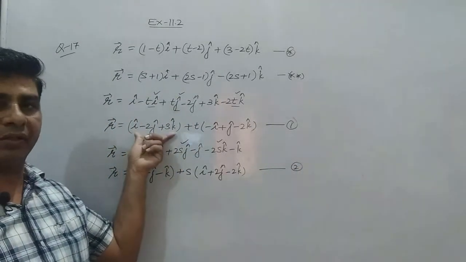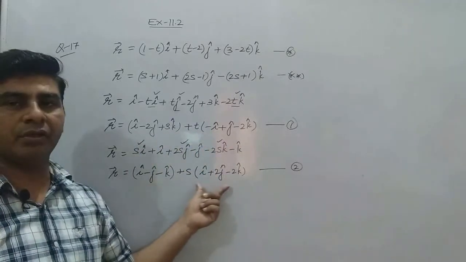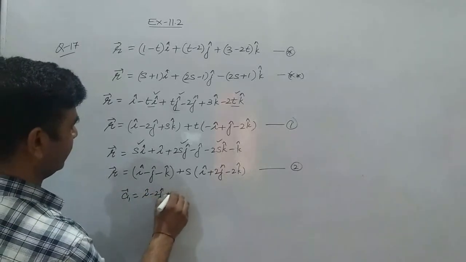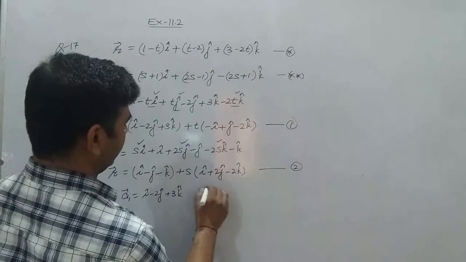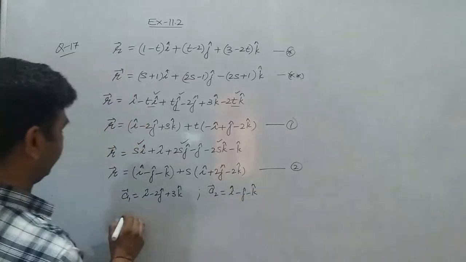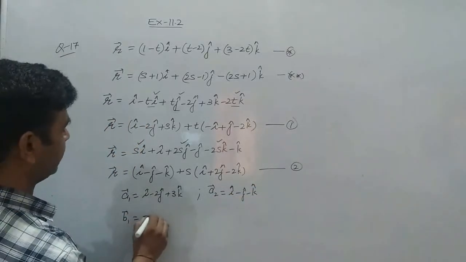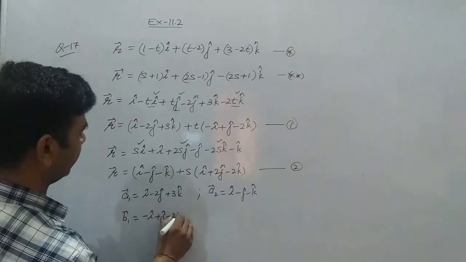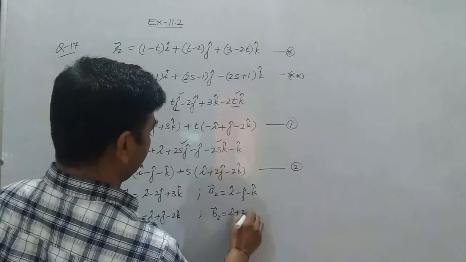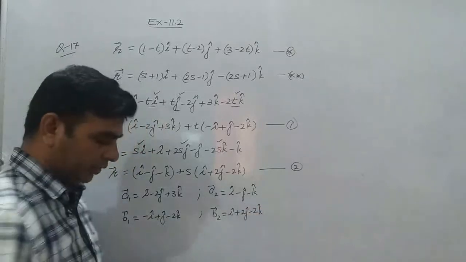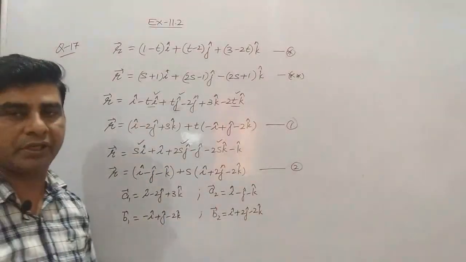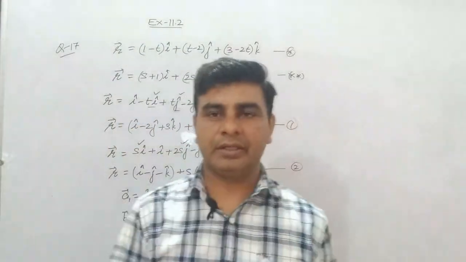So here this is a1 vector, this is b1 vector, this is a2 vector, this is your b2 vector. So a1 vector is i cap minus 2j cap plus 3k cap. A2 vector is i cap minus j cap minus k cap, and vector b1 is minus i cap plus j cap minus 2k cap. Similarly, vector b2 is i cap plus 2j cap minus 2k cap. So dear students, in this way you can now use these values of a1, a2, b1, b2 in the given formula of the shortest distance between two lines and find your answer.